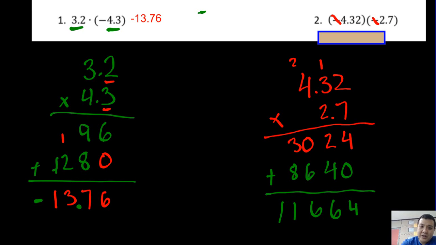And then there are 3 digits behind the decimal right here. 1, 2, 3. So our answer is going to have a decimal right here, so that there are 3 digits behind the decimal over here.